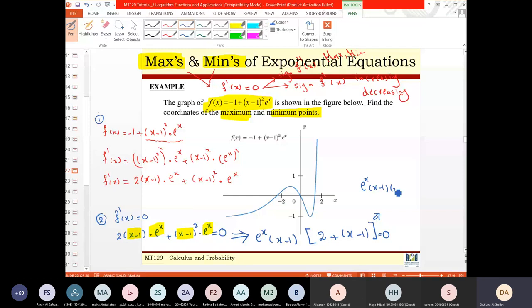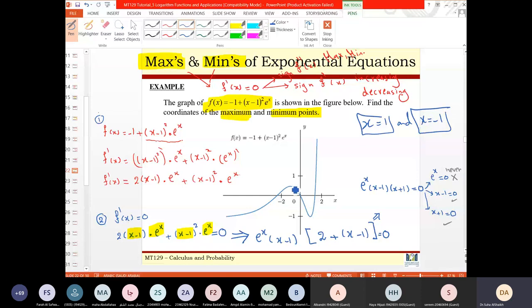الحين whenever I have three things multiplied equal to 0 معناها one of them should be 0. فإما ex is equal to 0 أو x minus 1 is equal to 0 أو x plus 1 equal to 0. ex equal to 0, this is never. For this and this I'm gonna take. فراح يطلع عندي قيمتين للx. x equal 1 and x equal to minus 1.